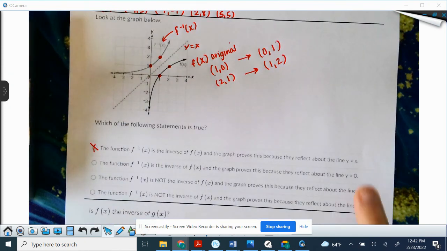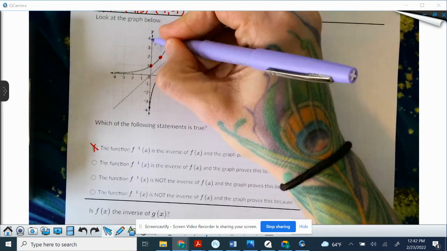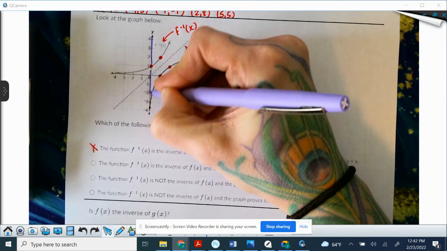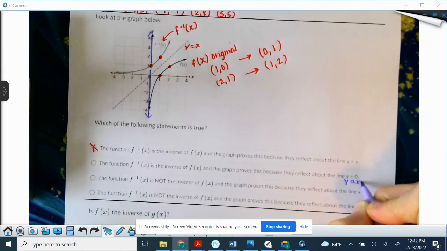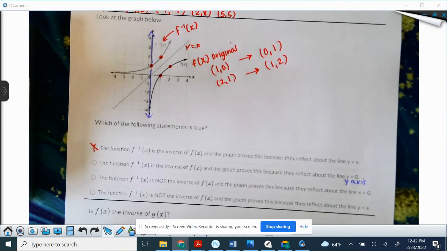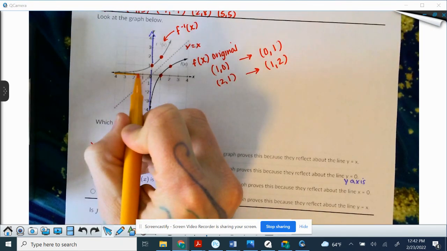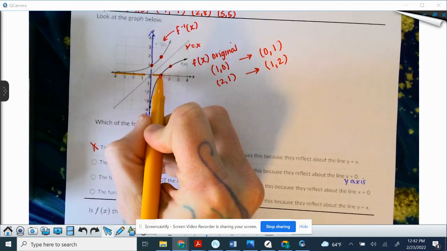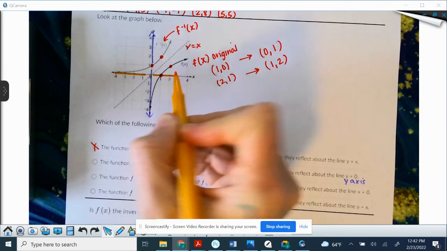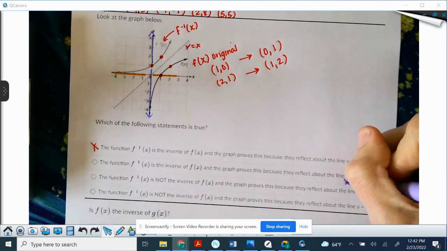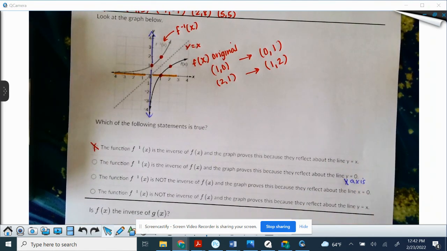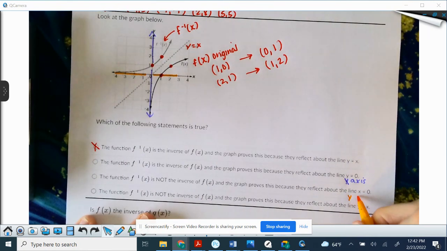Y equals 0, just for conversation's sake, would be your y-axis. So that is the y-axis, and it doesn't reflect over that. X equals 0 would be your x-axis. No, I'm lying. I did it totally backwards. Y equals 0 is your x-axis, the horizontal line. X equals 0 is the y-axis, the vertical line.